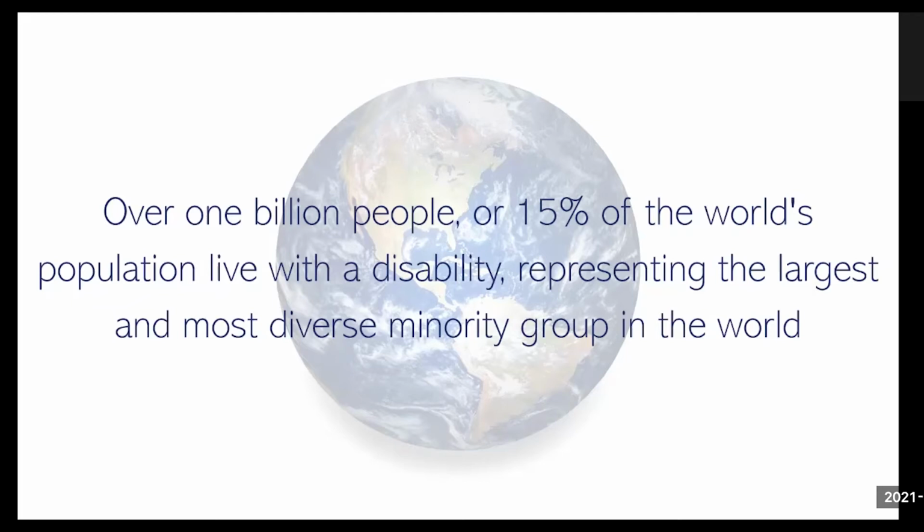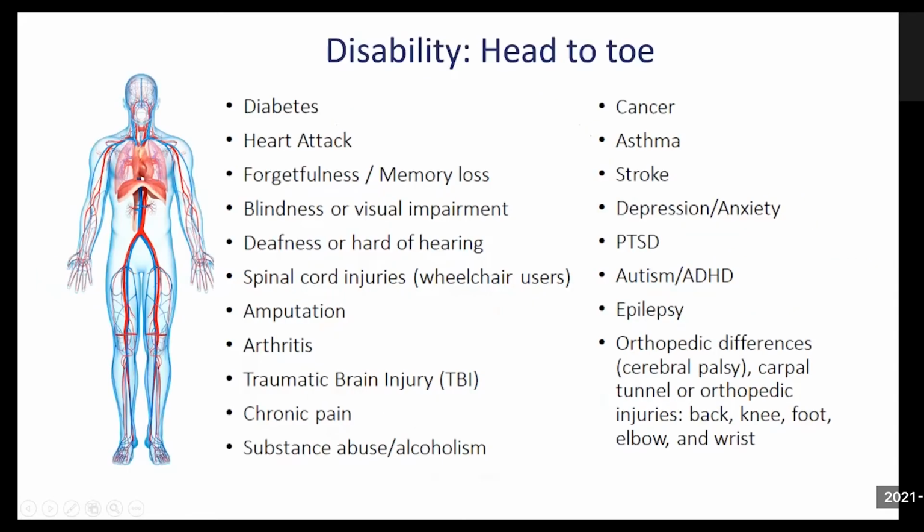So when you think of disability, I'm going to show you, there's a picture of a world here, and we're thinking globally. But when you drill down to it, there's a picture of a person here that shows the circulatory system. Going from head to toe, when we talk about disability, some of y'all may not realize that some of these are considered a disability, such as diabetes. Obviously, someone that's had cardiovascular issues and a heart attack, memory loss, blindness. Y'all can see amputation, chronic pain.